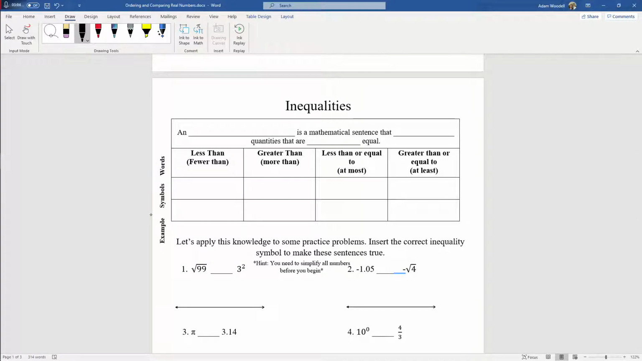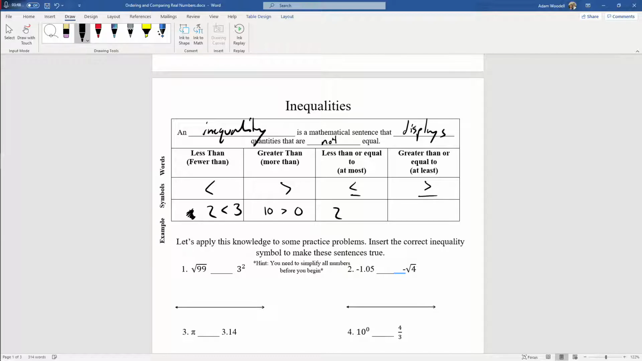We might even see some inequalities. So an inequality is a mathematical sentence that displays quantities that are not equal. So you might see the less than symbol, like let's say 2 is less than 3. You might see your greater than, so maybe like 10 is greater than 0. You might see less than or equal to, or greater than or equal to. So again, those are used in those situations where they could be equal. They don't have to be, but they could be.